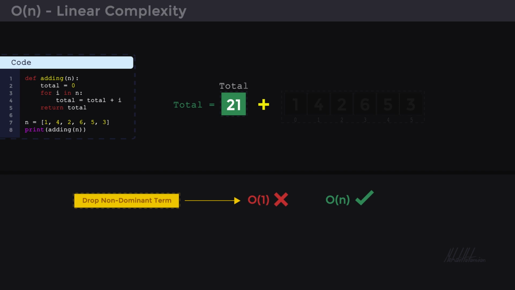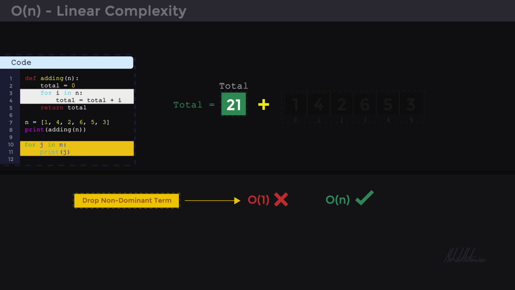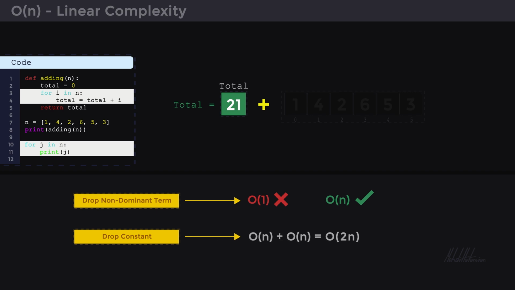Now, let's consider another situation. Suppose we have separate but not nested loops. As you notice, the time complexity of each loop is big O of n. Therefore, having 2 big O of n results in a big O of 2n. According to big O notation rules, constant factors are not significant in big O notation. Therefore, big O of 2n simplifies to big O of n.